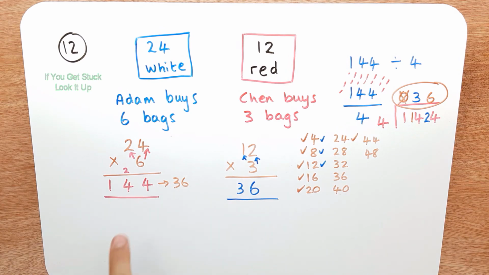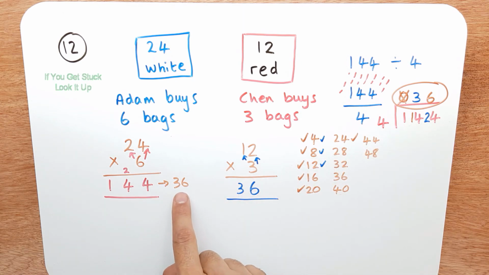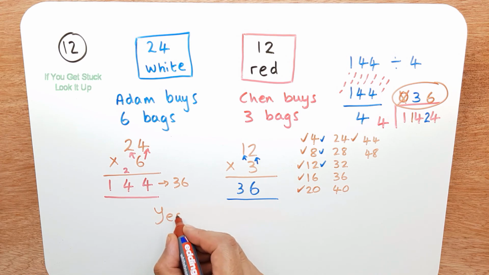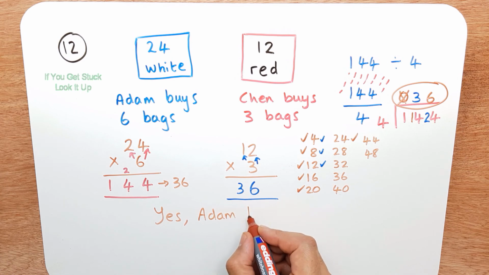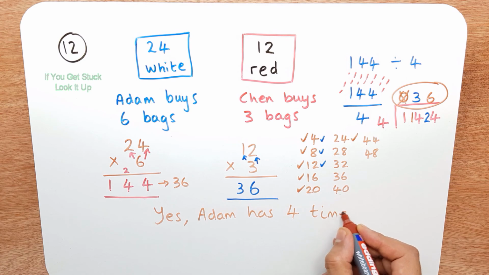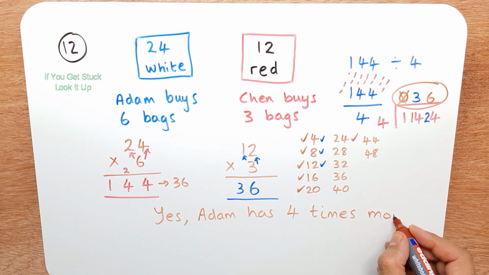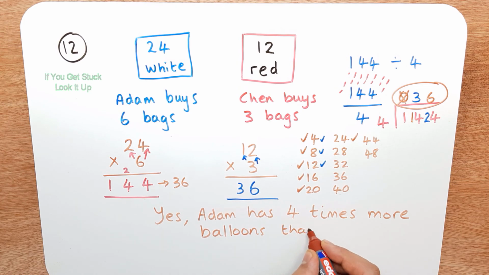Now what Adam says is that he has 4 times more. So if we divide 144 by 4, like we did here, our answer is 36. So the answer is yes, Adam has 4 times more balloons than Chen.